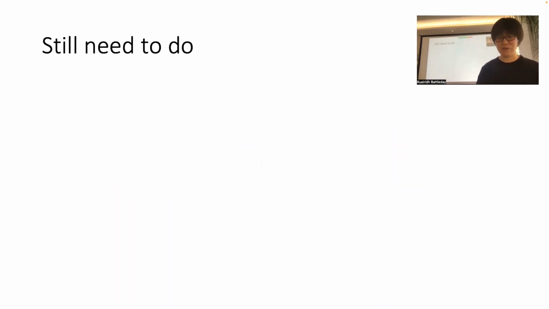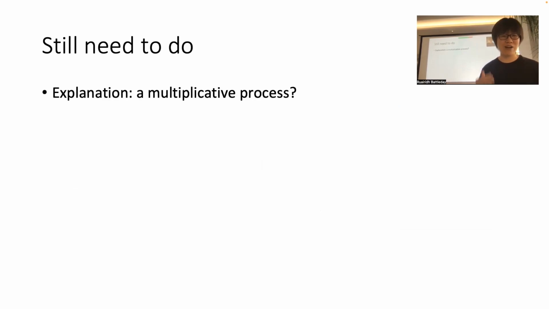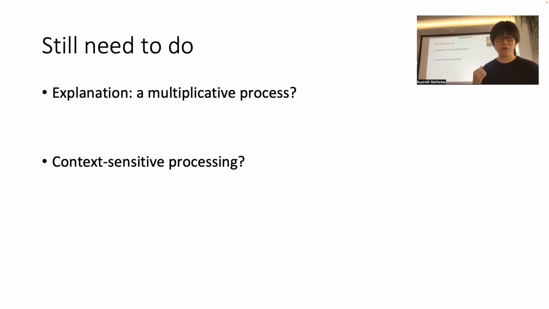So there are still some things we need to work on. First, we need to find an explanation why we can get a log normal strength distribution. We think there is some multiplicative process behind our model, so we try to find some explanation about it. And the second one, as I said at the beginning, in our previous model, where the connection strengths are fixed, we obtained a structure which can support context-sensitive processing. Here we also need to further investigate if the log normal strength distribution can make some contribution to this context-sensitive processing.